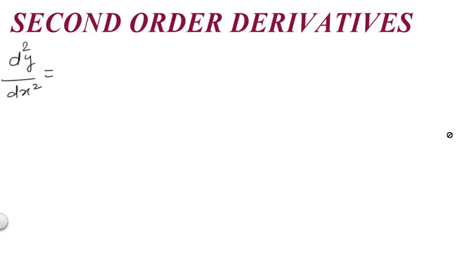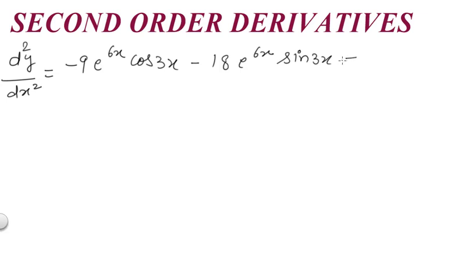so we will get the first term as minus 9 e to the power 6x cos of 3x, minus 18 e to the power 6x sine of 3x, minus 18 e to the power 6x sine of 3x, and the last term will be plus 36 e to the power 6x into cos of 3x.